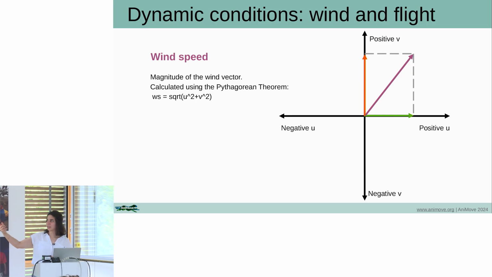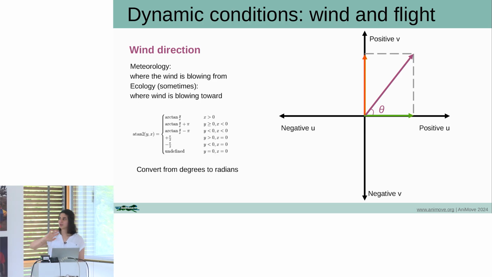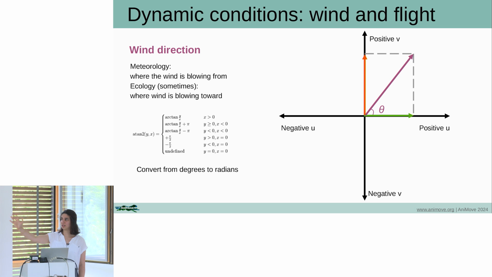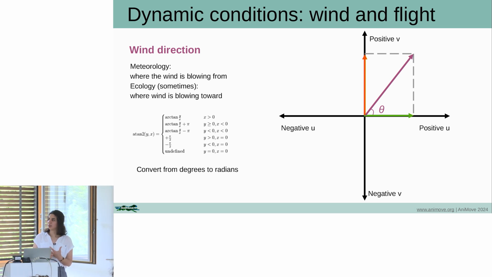I have wind speed here, which you will see later in the code, so I'm just introducing it, even if you don't work with birds or winds, just so you know later on what we're talking about. And then, of course, there's wind direction, which shows you where the wind is blowing from, which is how it's defined in meteorology. Or in ecology, sometimes it's where wind is blowing towards. So always check, if you look into the literature on wind direction, how they define it.